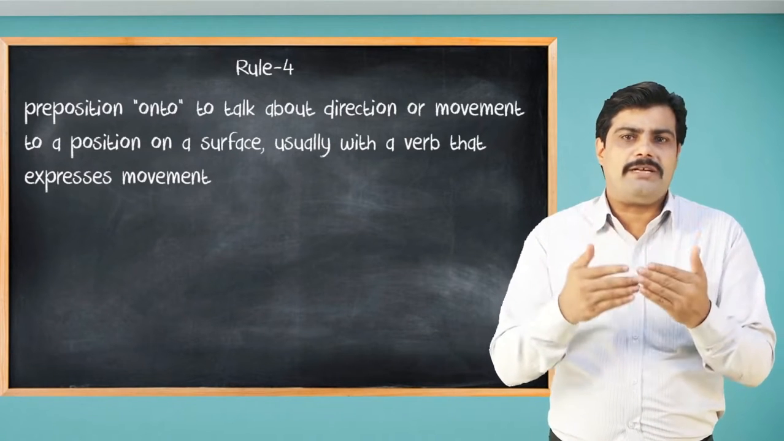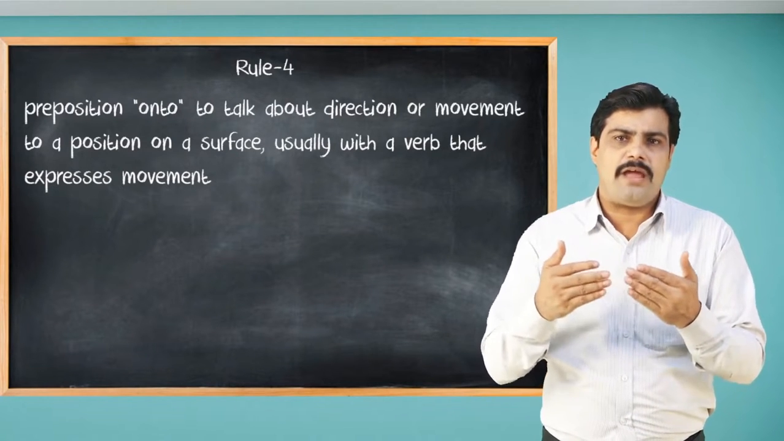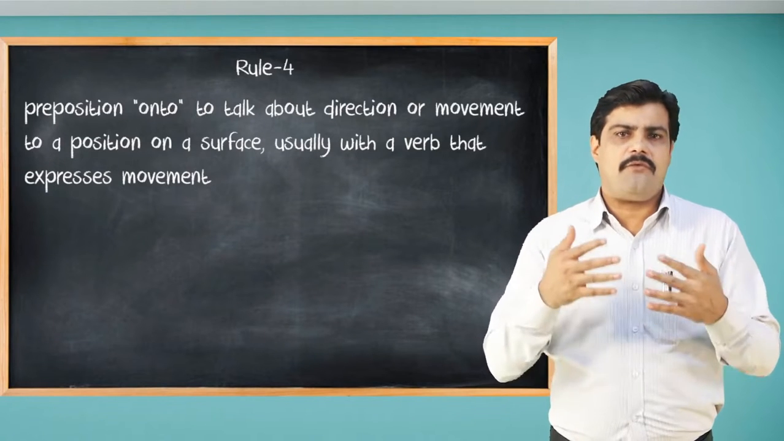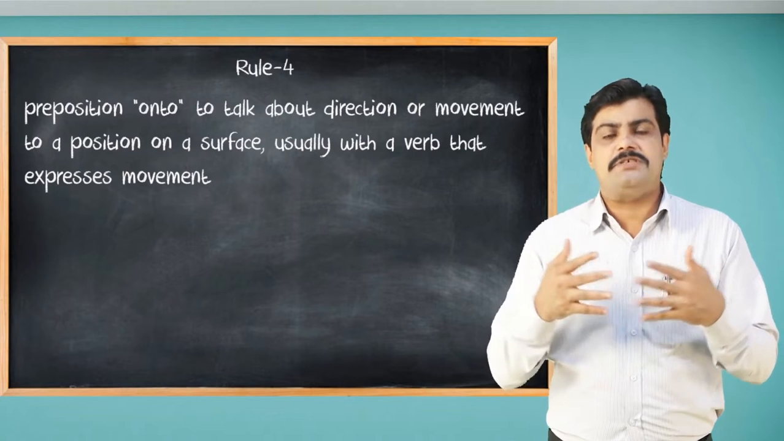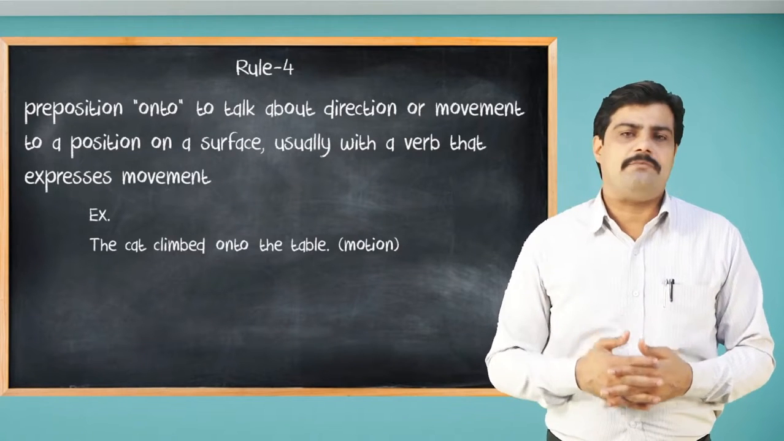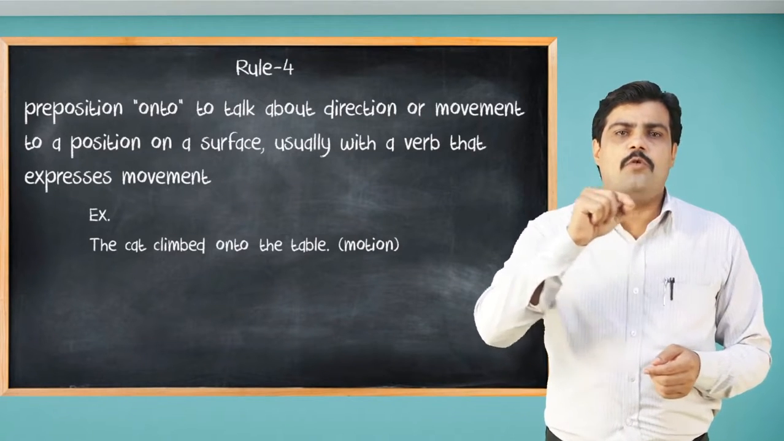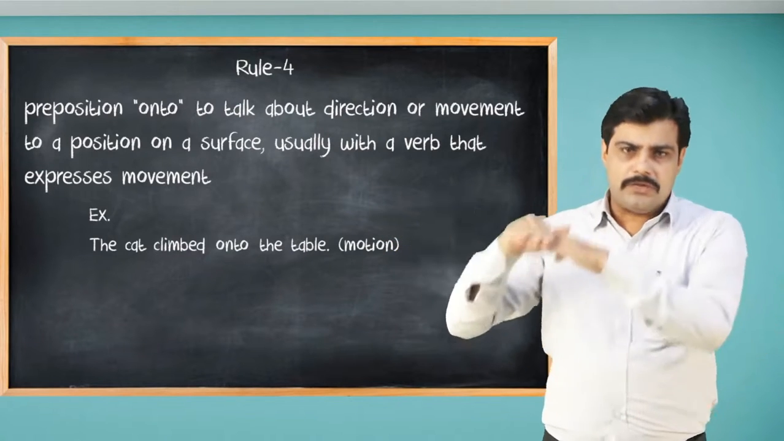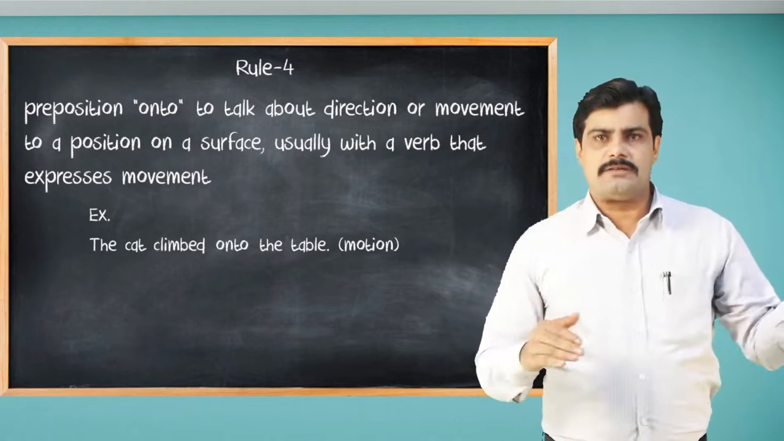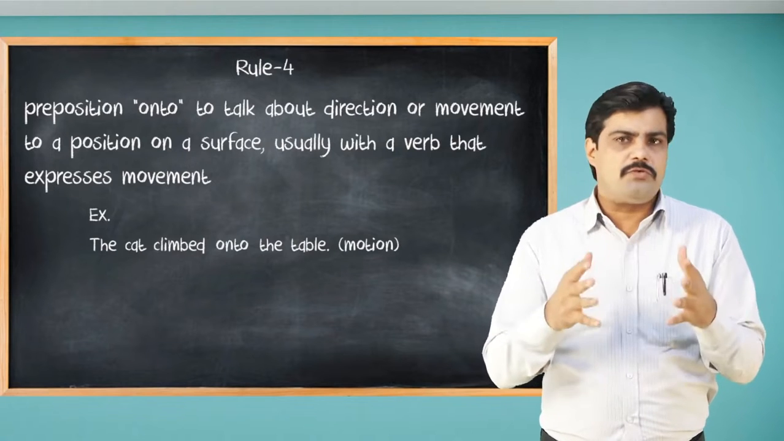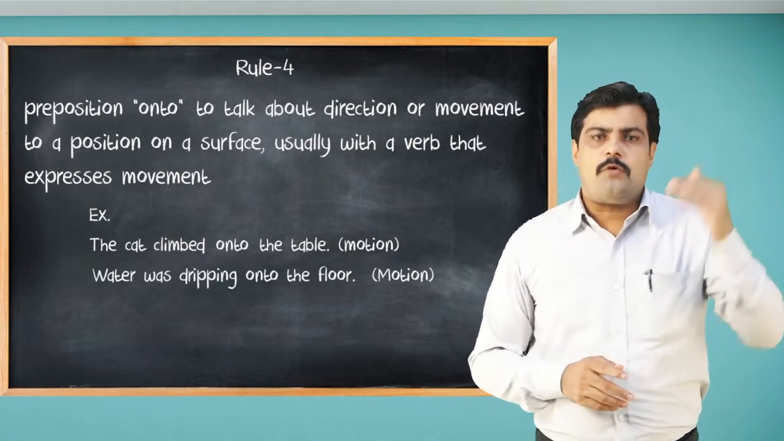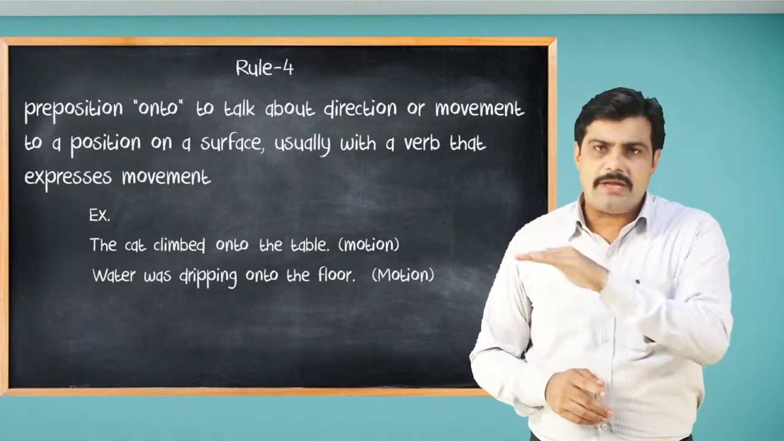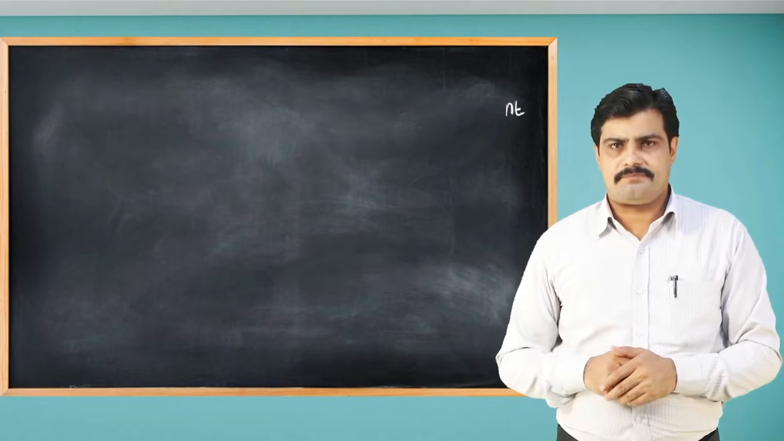to talk about direction or movement to a position on a surface, usually with a verb that expresses movement. For example, the cat climbed onto the table. Now it is a motion. The cat is on the table and there is a movement, so we will use onto. Water was dripping onto the floor. So here is also a motion.